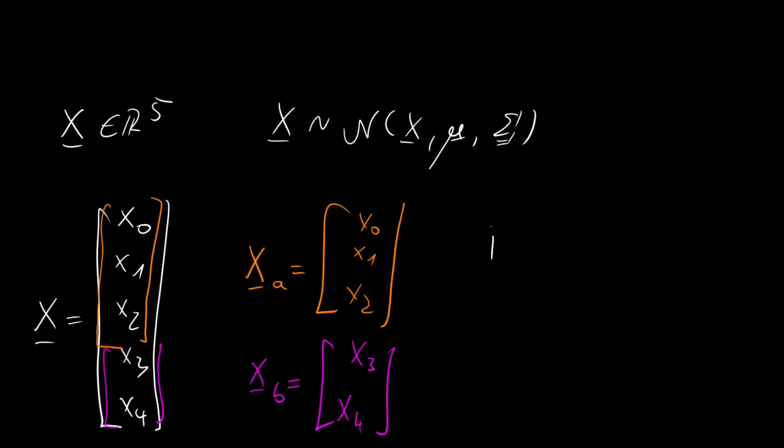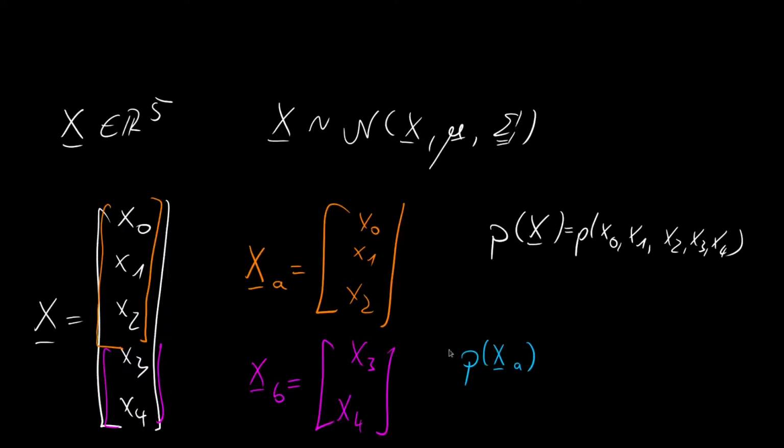Of course, you know the probability of all the elements in joint, or the probability of vector x, which is the probability of x0, x1, x2, x3, and x4. But what is the probability of xa alone, so without the elements of xb? And what is the probability of xa given xb?